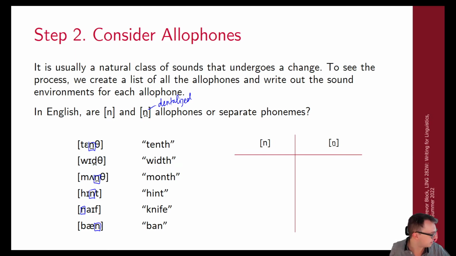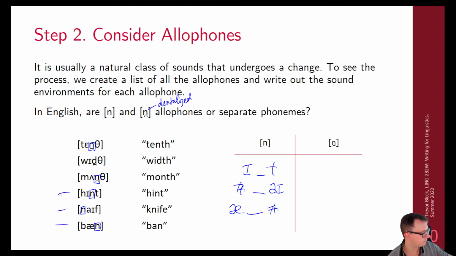I just highlighted the D. So N, it appears between an I and a T. It appears before an I at the beginning of a word, and it appears after a vowel at the end of a word. So those were those three examples. With the dentalized N, it appears after an E before a th, and it appears after an A before a th.